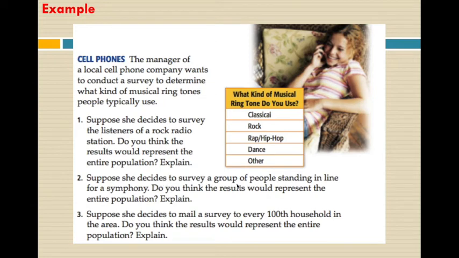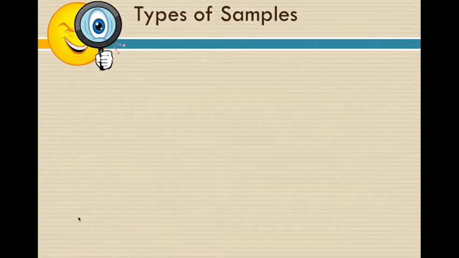Okay, number two. Suppose she decides to survey a group of people standing in line for a symphony. Of course, this is not the way to go, because the people there will surely choose classical ringtone. What about number three? Suppose she decides to mail a survey to every 100 households in the area. Do you think the result would represent the entire population? Yes, of course, because she selects randomly. She selects the people to answer the survey randomly. So the result will represent the population more. So number three is the best one in this case, right?